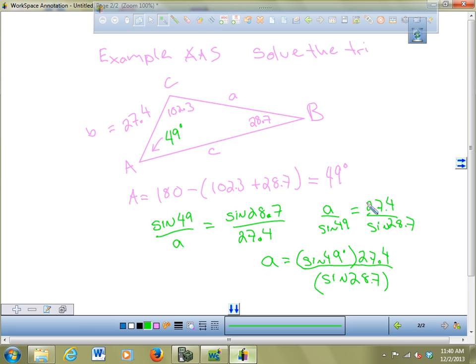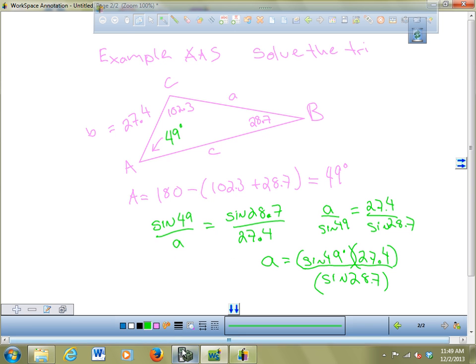I just multiply both sides by sine of 49. What do you mean? So it would be by itself. It would be like sine of 49 times 27.4 over sine of 28.7. Doesn't matter. You would get the same thing from that. Because multiplying and dividing doesn't matter what order you do it in.